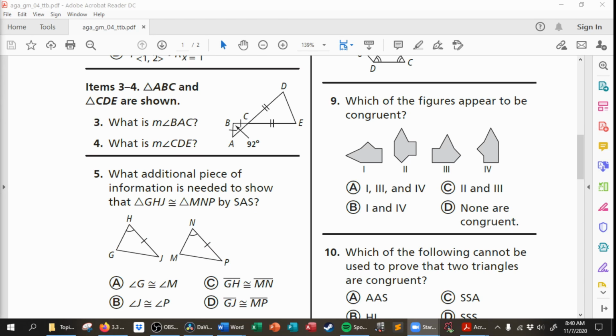All right, so now let's do, I guess the whole point is just don't worry if you start having a little bit of self-doubt. Perfectly normal, perfectly natural. Question number 5 says, what additional piece of information is needed to show that triangle GHJ is congruent to triangle MNP by side angle side.